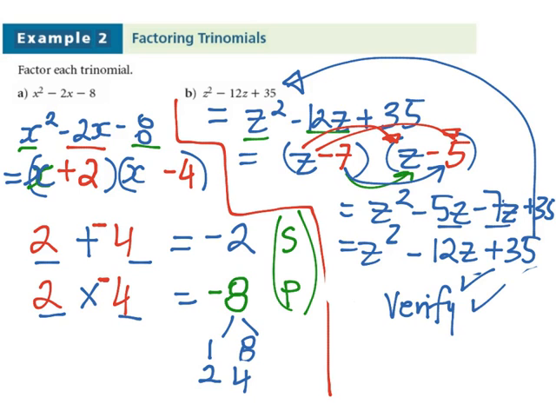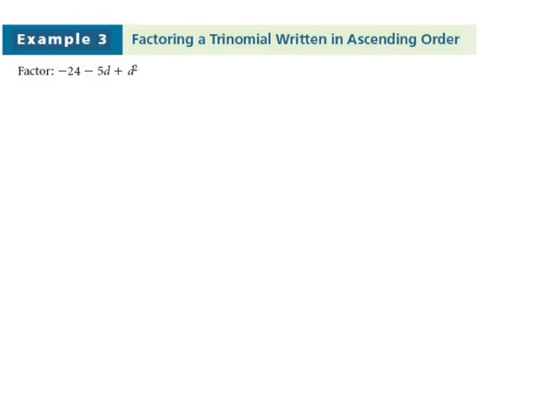Let's take a look at a different problem. We're going to factor the trinomial written in ascending order. I don't like ascending order, so what I want you to do is change the order right away. So d squared, not plus but negative, so minus 5d minus 24. So I'm going to change that order completely. That way, we'll have no problem in answering the question again.